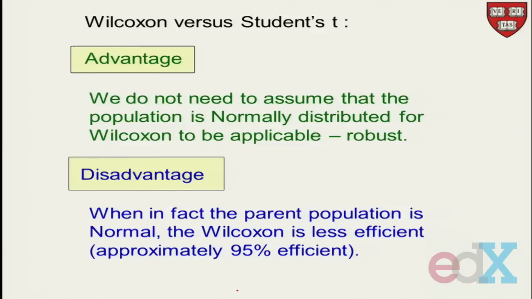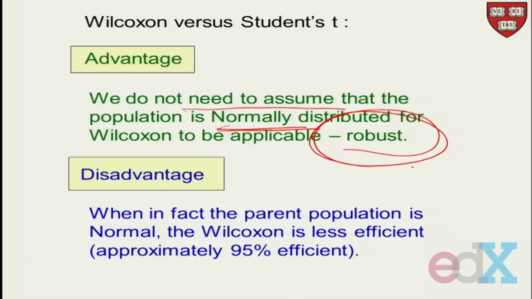When should we use the Wilcoxon? When should we use Student's t? Well, the advantage of the Wilcoxon is we don't need to assume anything about the parent or population distribution of the variable in question. So we do not need to assume normality. That's the advantage of the Wilcoxon. Okay, so the Wilcoxon is more robust. But you're not going to get something for nothing. So how do we pay for this?